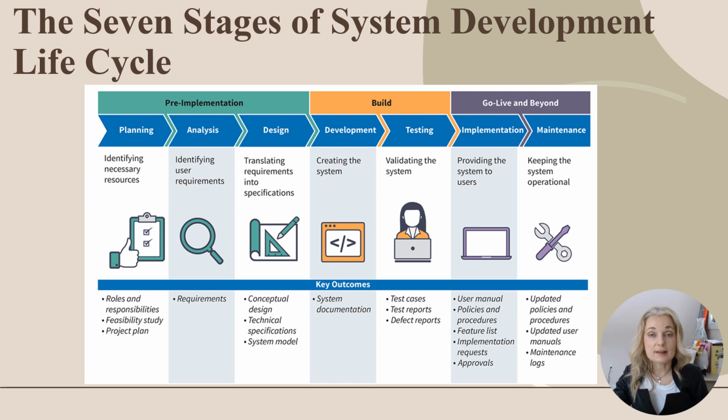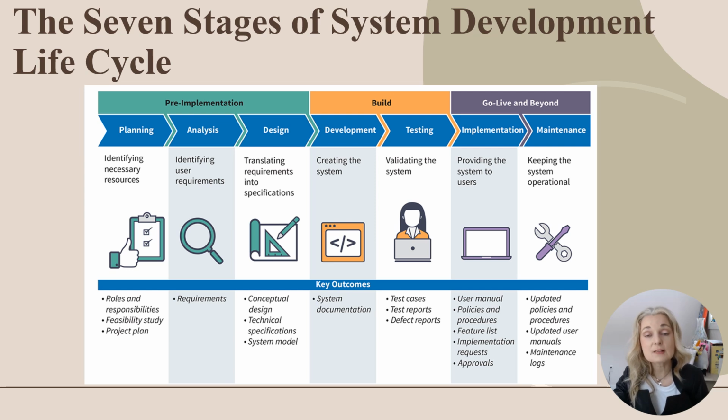Then you have the design stage, in which programmers translate requirements into specifications. This includes creating a conceptual design, figuring out what the technical specifications are, and creating a system model. Once the system is designed, it needs to be developed, and this is where the system's actually created. And the key outcome is system documentation that shows kind of a blueprint of what the system is and how it functions.